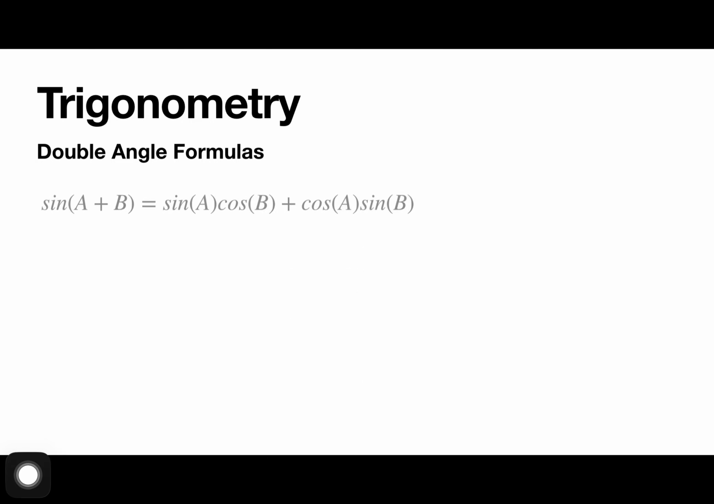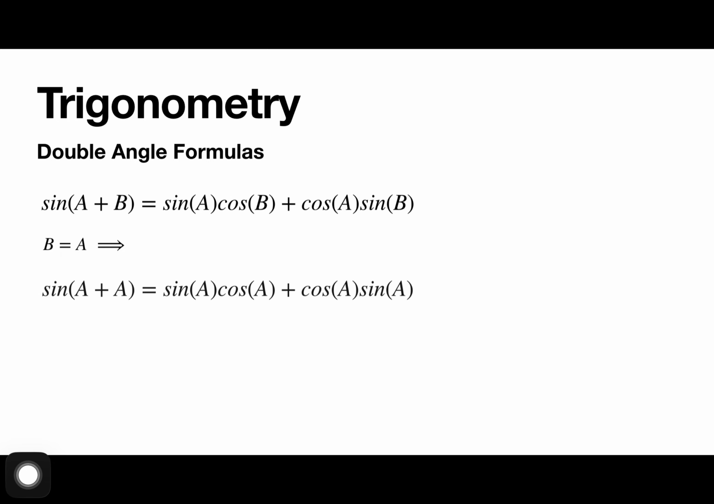Recall that sine of a plus b is equal to sine a cosine b plus cosine a sine b. If we let b equal to a, we get sine of a plus a equals sine a cosine a plus cosine a sine a. Notice that both these terms are identical, and we can simply add them up together to give 2 sine a cosine a. This means that the sine of 2a is equal to 2 sine a cosine a.